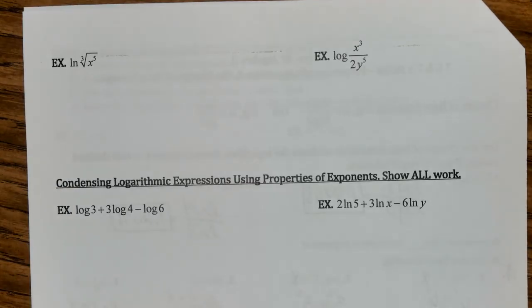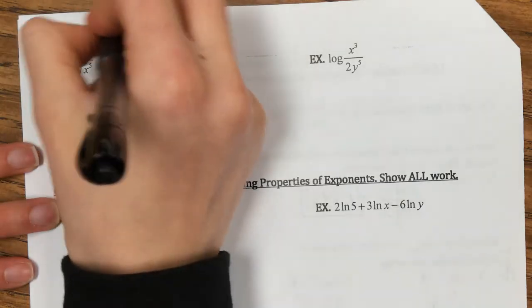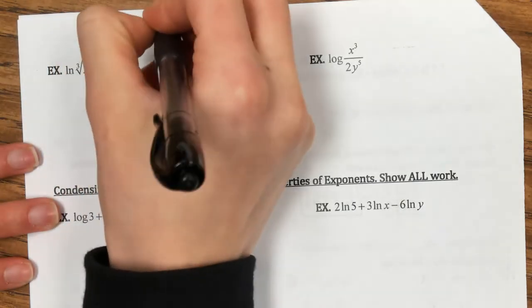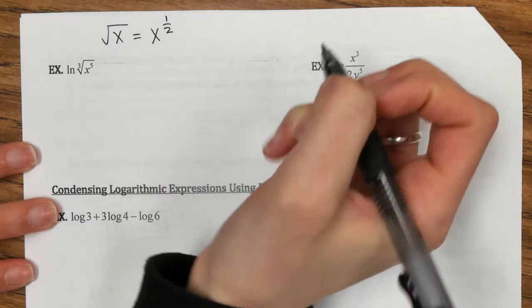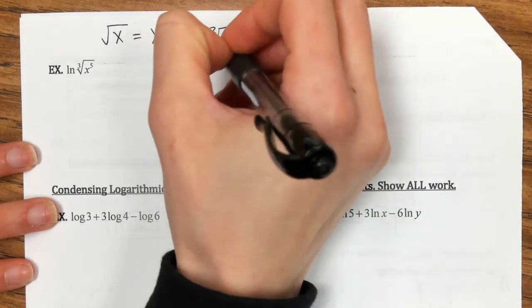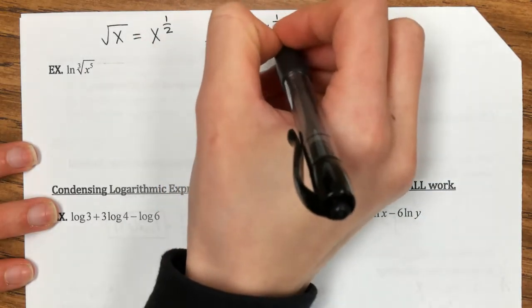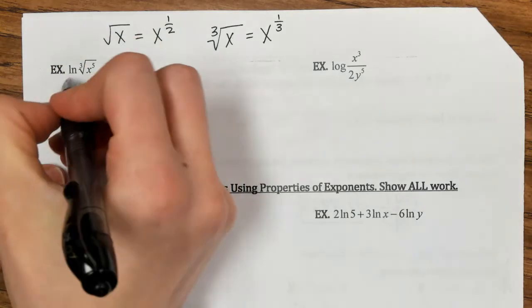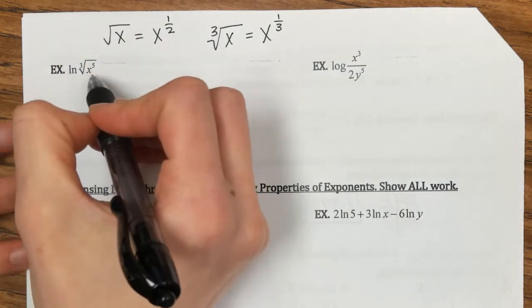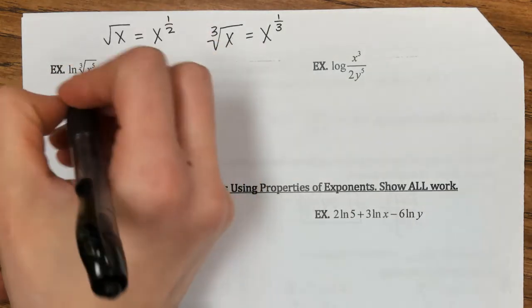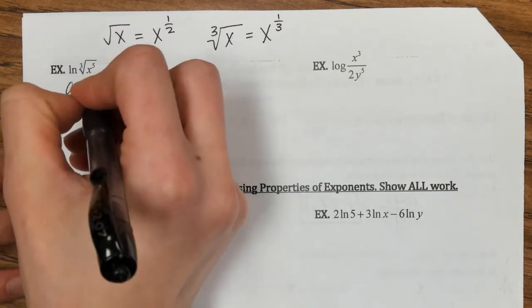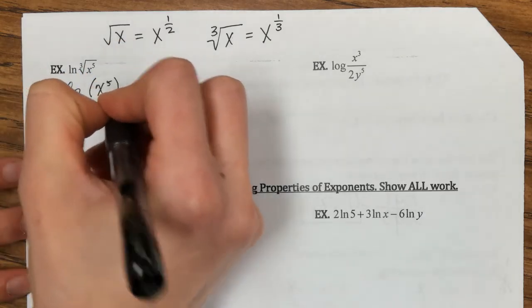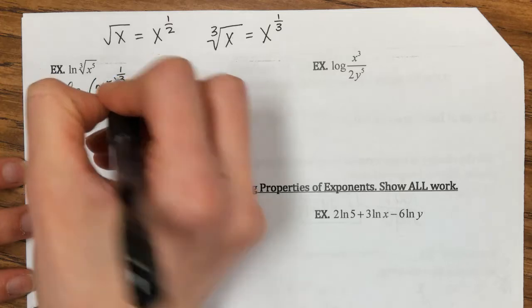Now with your radicals, remember that the square root of x is the same as x to the 1/2. So if I have the cube root of x, that's the same as x to the 1/3. You're going to have to be able to go from radical to rational for this. So I've got the natural log of the cube root of x to the 5th. What this is doing is I'm taking the natural log of x to the 5th and raising it to the 1/3 power.